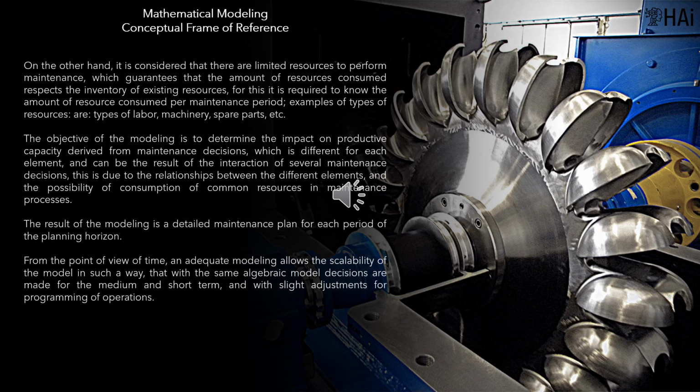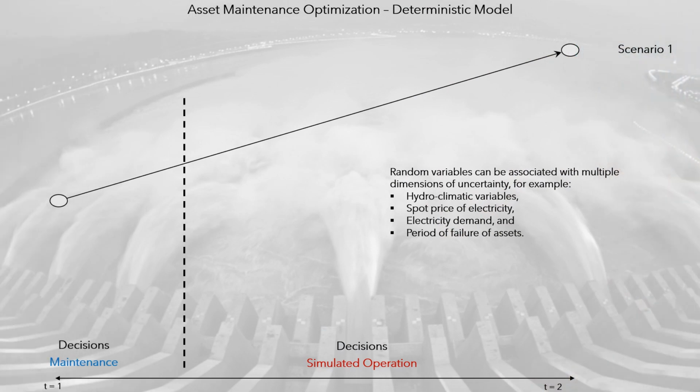From the point of view of time, an adequate modeling allows the scalability of the model in such a way that with the same algebraic model decisions are made for the medium and short term, and with slight adjustments for programming of operations. A deterministic model would be based on a single scenario tree for random variables. Random variables can be associated with multiple dimensions of uncertainty, for example, hydroclimatic variables, that is the availability of renewable energy sources, spot price of electricity, electricity demand, and period of failure of assets.